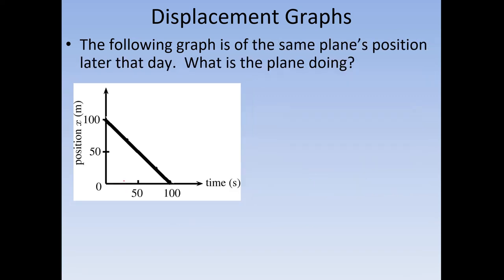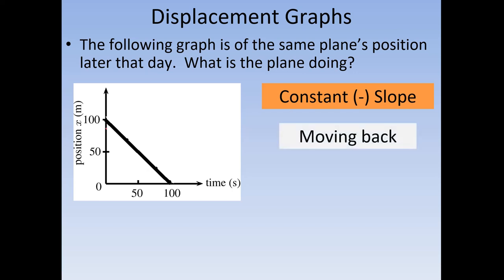All right, going back to here. So now it's the same plane. We can figure out what the plane is doing. Well, let's go back to what we did before. What's going on with the slope? Well, the slope is still constant, but this time it's going to be a negative slope. So it's going to be a constant negative slope. We also know that it's moving back because, again, it starts at 100 meters away, but then it goes down to 50, then it goes down to 0. And once again, because the slope is constant, we can tell that this is a constant speed. Within 50 seconds, it moves back 50 meters. The next 50 seconds is another 50 meters.